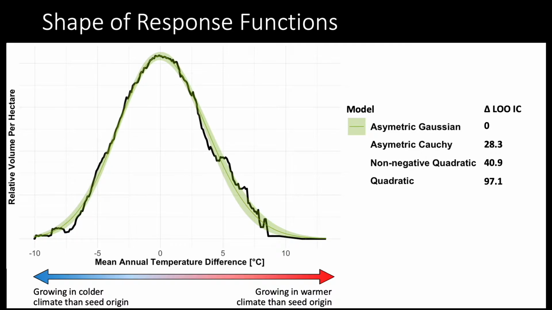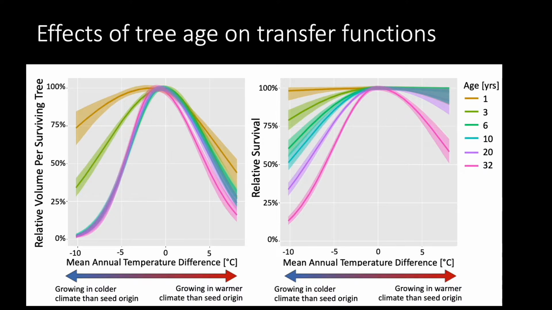This seems to be generally the case for data for other species, data fit to other climate variables like mean annual precipitation or mean cold month temperature, and at different ages as well. The asymmetry turns out to be more important, at least for this data set, at different measurement ages. On the left, we've got relative volume per surviving tree. On the right, we've got relative survival. And you can see, especially for the younger ages, there's a fair amount of asymmetry in these relationships.